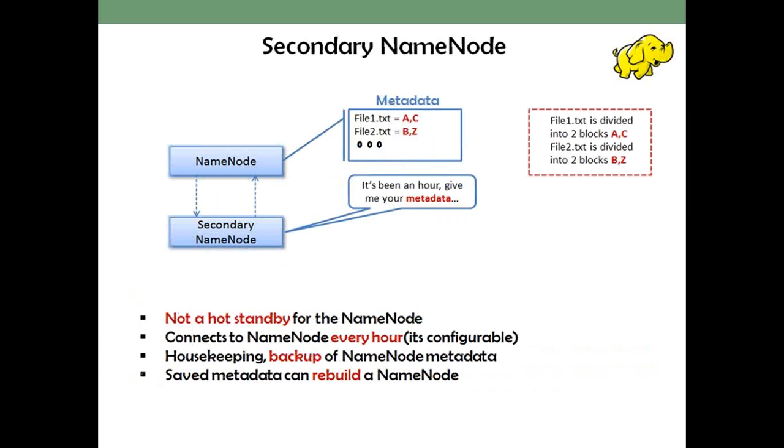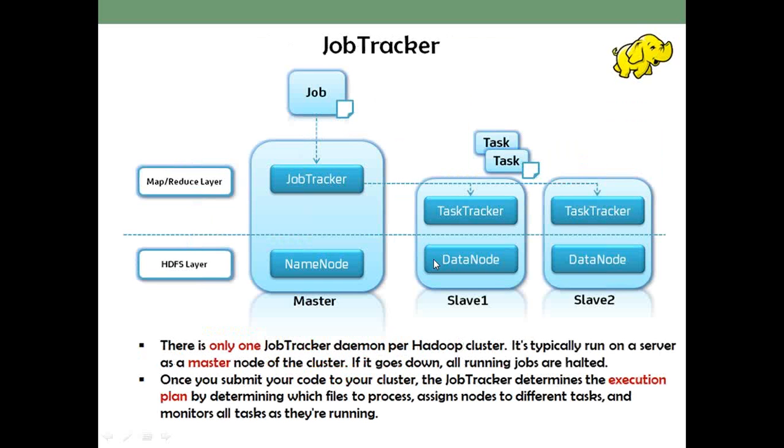Coming to the secondary NameNode, it is not a standby node. It is a kind of backup. It connects to the NameNode every hour and does housekeeping or backup of the NameNode metadata. The saved metadata can rebuild a NameNode. So based on the information in the secondary NameNode, if the NameNode is down, we can rebuild it. Every one hour the secondary NameNode will interact with the NameNode and fetch the data. That is the concept of the secondary NameNode. Coming to the job tracker and task tracker, I will give more details in the next classes.